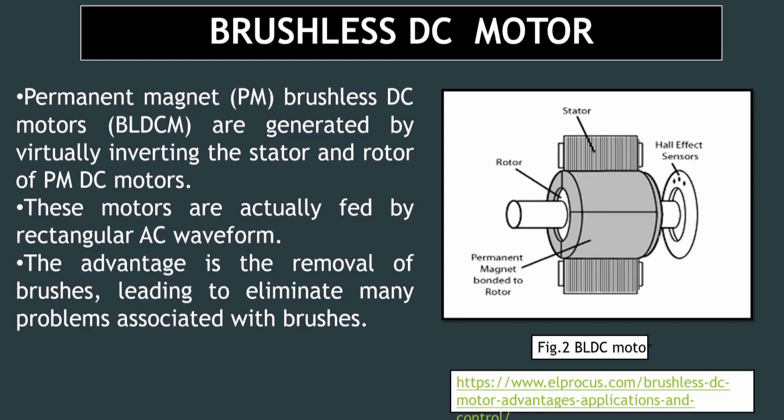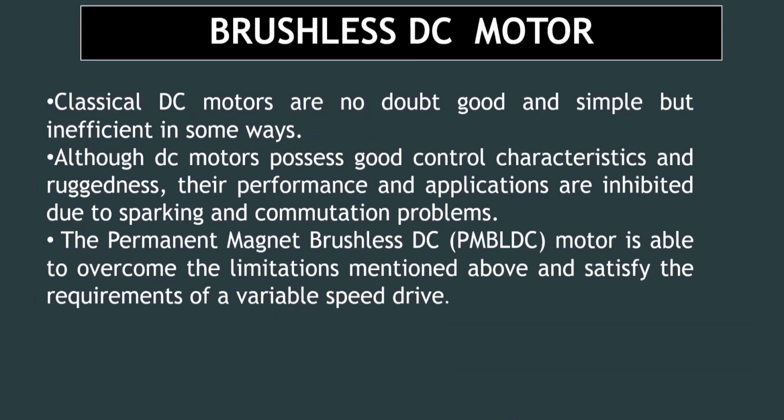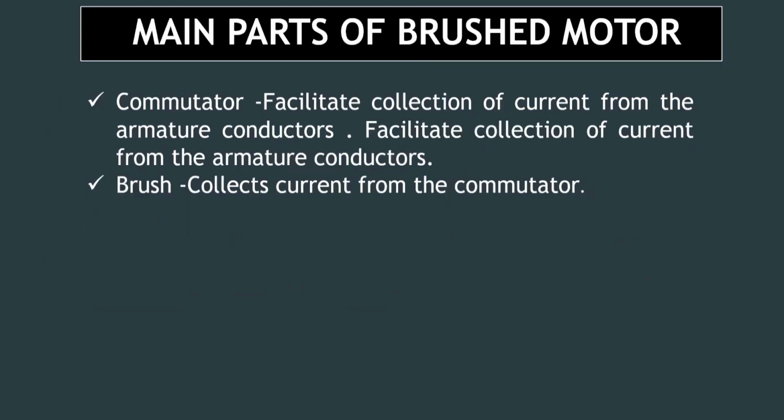Because the brushes were made up of carbon, whatever problems we were facing with the brushes, we try to eliminate. These classical DC motors are very good. They're simple, and they possess very good control characteristics. But they were having some kind of problem with the brushes. So this motor is basically to overcome the limitations we faced in DC machine.